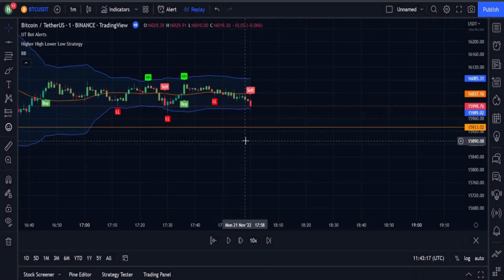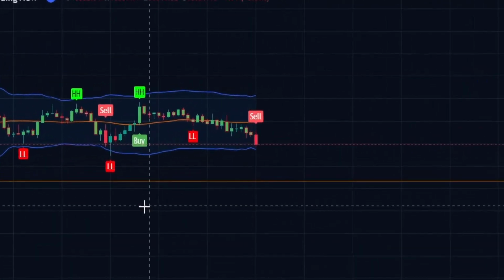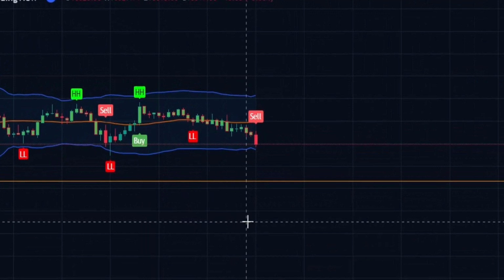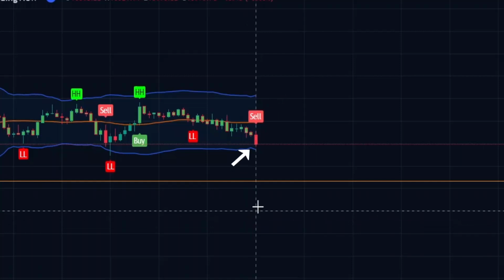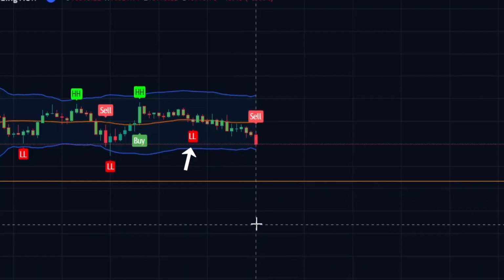So for a sell signal to be valid, we need to have the following conditions met. First, the UT bot alert indicator must issue a new sell signal, just like this one. Second, after we have a sell signal, the price action must break below the most recent lower low. As we can see here, the price action broke below the lower low.